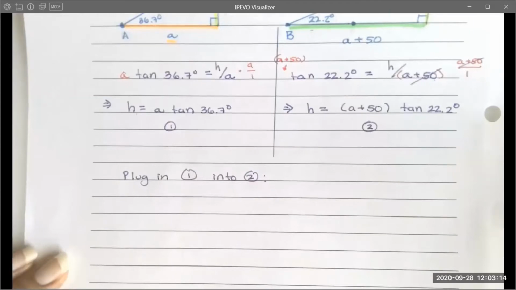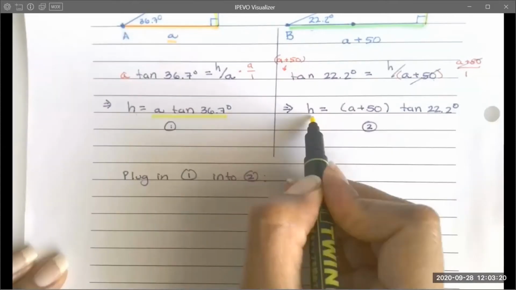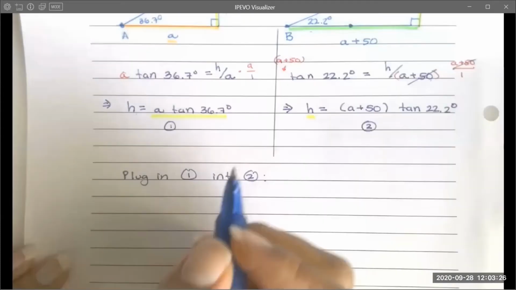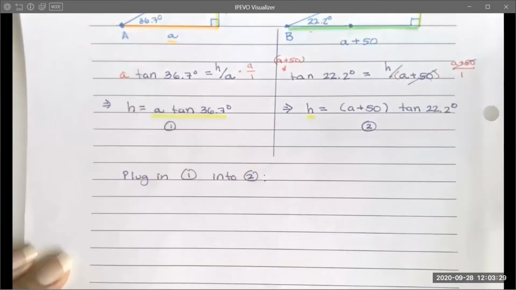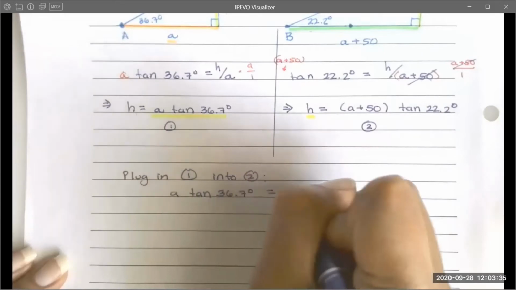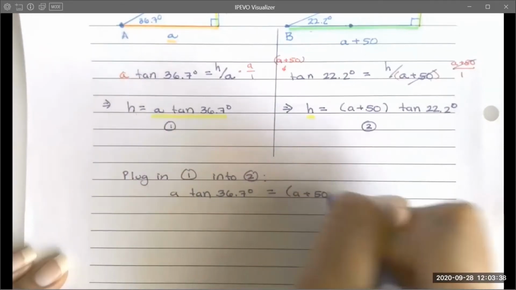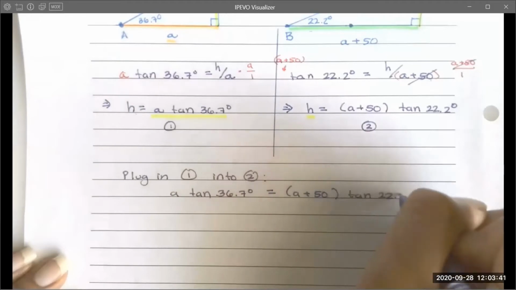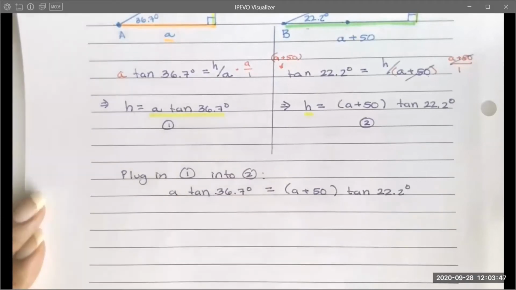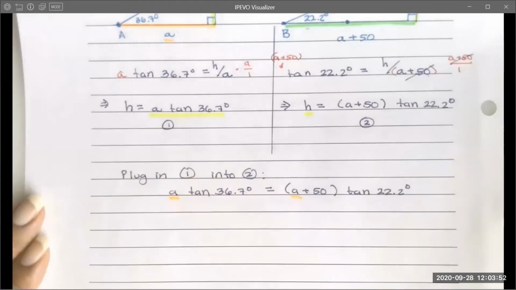Well, I'm going to get that A tan of 36.7 degrees is equal to A plus 50 times tan of 22.2. Now, once I've done that, I have only one unknown. It's A. I have one equation with one unknown, and we know how to solve equations with only one variable. We simply isolate the variable.